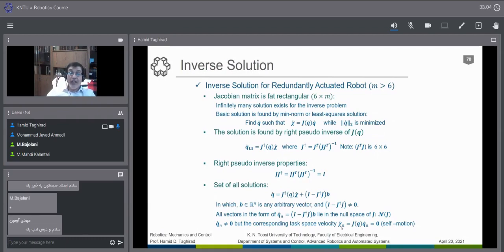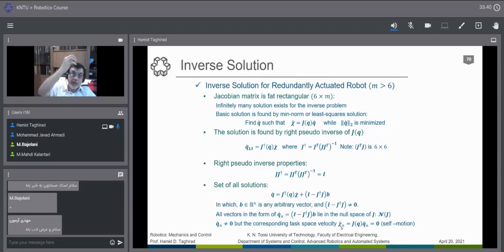But in terms of robotics, we call it a self-motion here. The meaning of that is that, if I provide you with the figure here, suppose that we have a redundant manipulator and we would like to move here. If we have a null space, if the system is redundant, then not only this solution works, but we have other solutions that don't change the end effector motion.